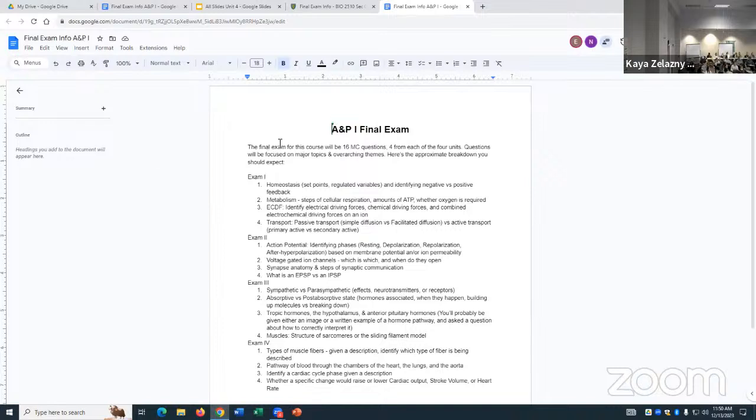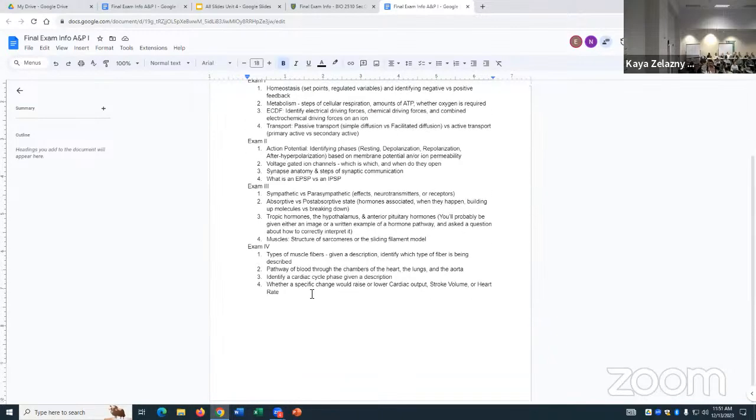So final exam, when we have it next week, is 16 questions, 4 from each of the 4 units. We'll be focused on major topics and overarching themes, but to help you identify those themes, I've outlined what I think 4 major topics for each of our exams would be. So basically, I kind of expect a question for each of these bullet points in this list. So target your studying appropriately. Sound good? Okay.